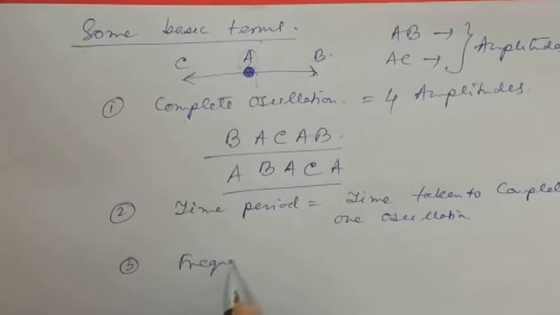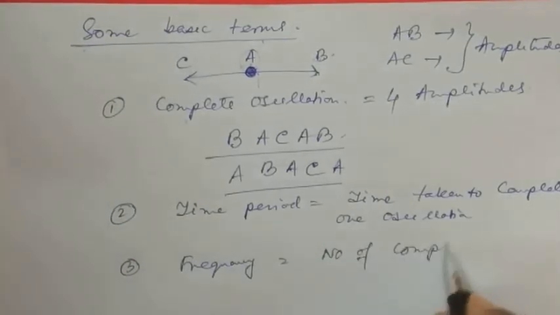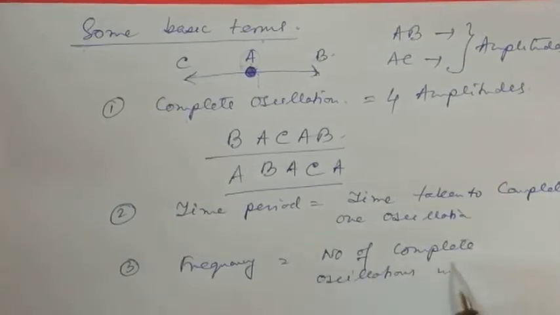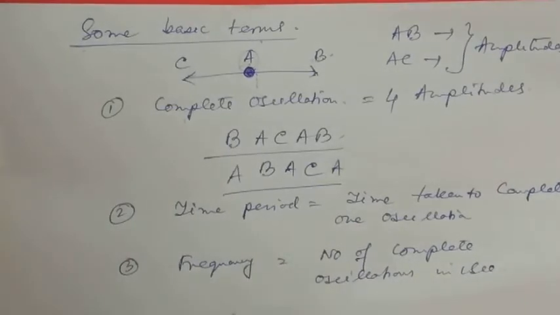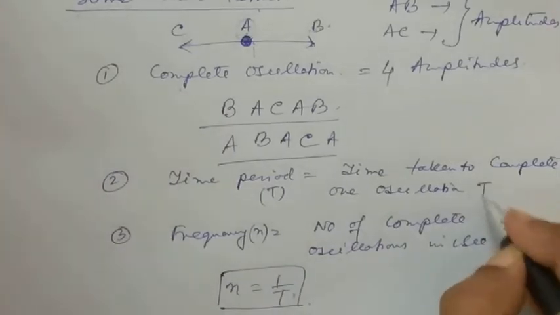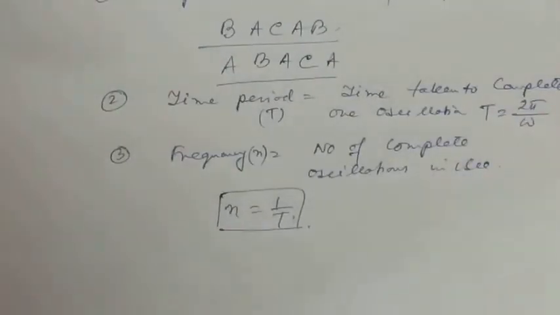Third point, you can say frequency. What is frequency? Now frequency means number of complete oscillations in 1 second. We already know the equation is n is equal to 1 by T, time period denoted by T and frequency by small n. So the relation between the two is n is equal to 1 by T. We are also conversant with another form, that is T is equal to 2 pi by omega from the circular motion chapter. n is equal to 1 by T from class 9-10.